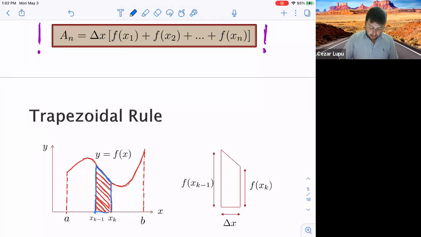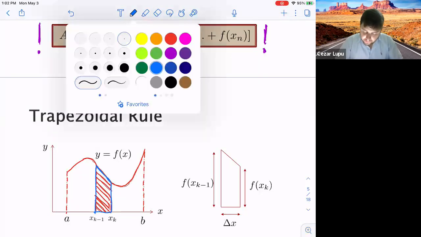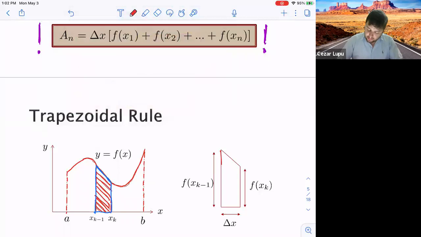You see, if I draw that line there under the curve, which will approximate the curve very well, I will end up with this guy here. Look at it. Which looks like what? Like a trapezoid, right?